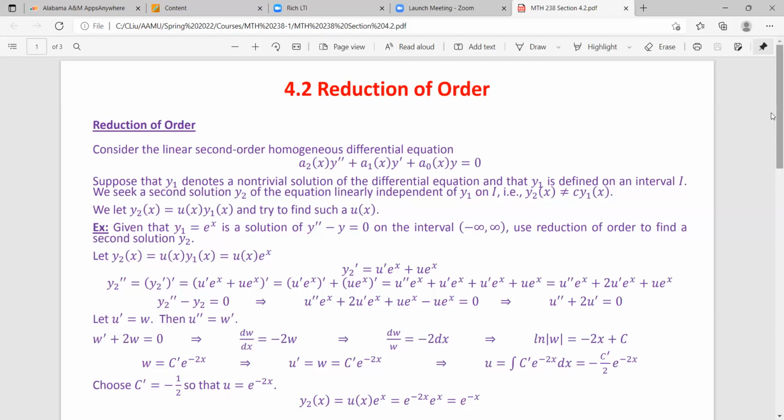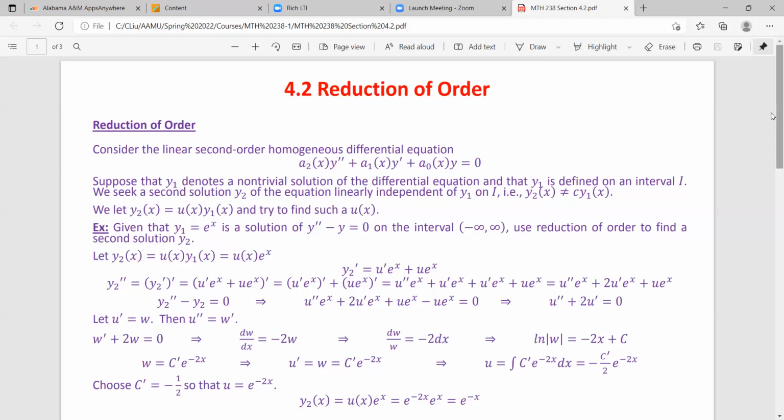And then we take the derivative of y2 using the product rule. So this is u times e to the x, a product of two functions. When you take a derivative, you just use the product rule. So that gives us u prime e to the x plus u times e to the x prime. But the derivative of e to the x is just e to the x. So we got u prime e to the x plus u times e to the x for y2 prime.